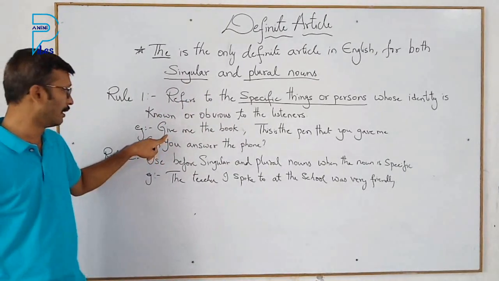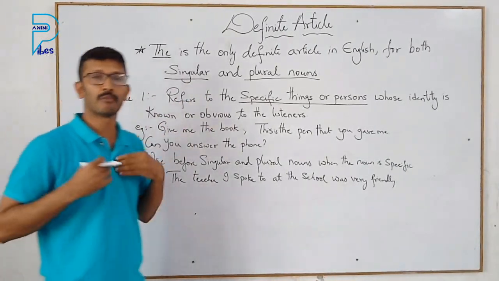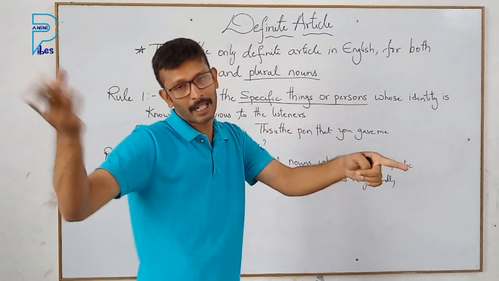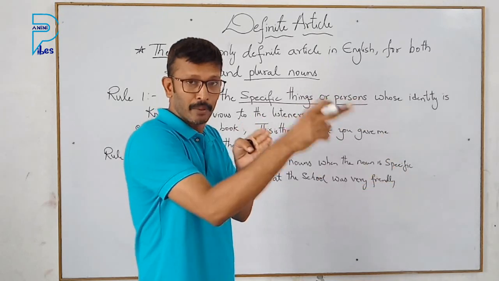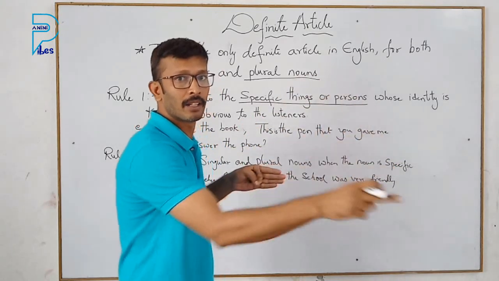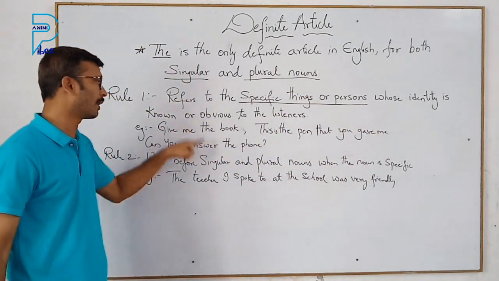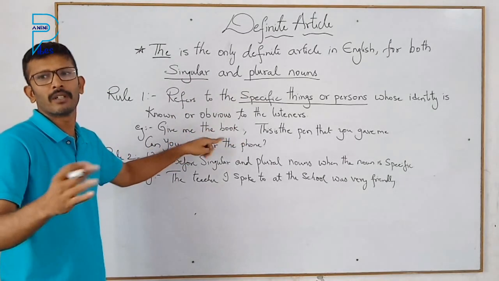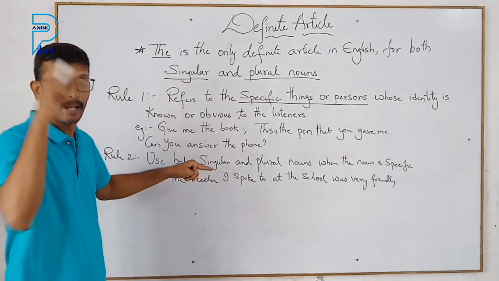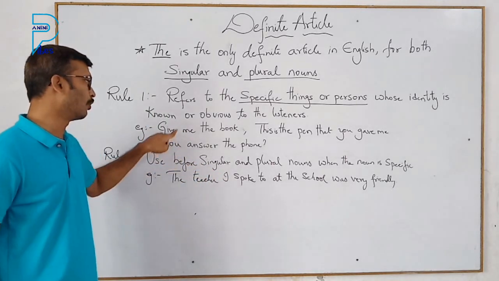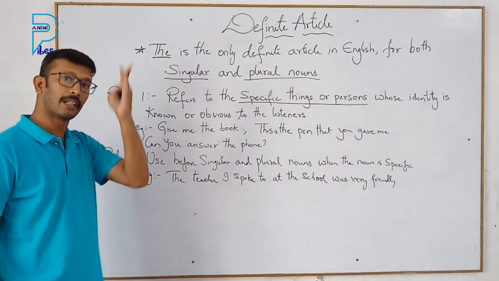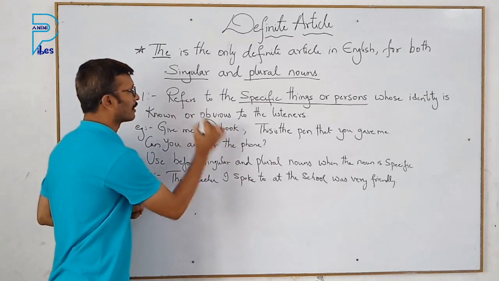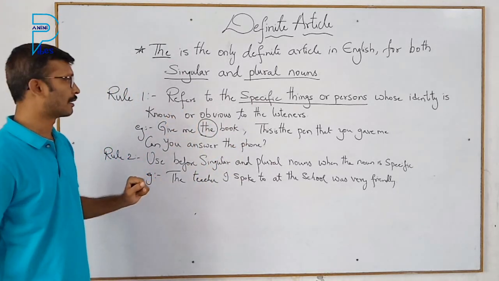For example, give me the book. I'm not saying that it can be any book. I'm saying the book. That is, I'm specifying the thing, the book. So give me the book. I can even say give me a book. A book, it may be any book. But here I'm specifying the book. Give me the book. That means it is the specific thing. So we use the as the definite article.